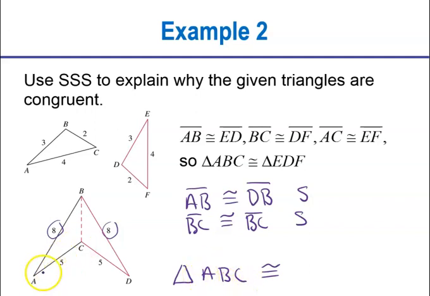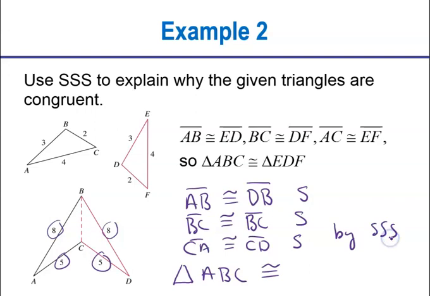So C to A, okay, is side length CA the same as side length CD? And I argue there are, because they're both 5, right? So we have shown by side, side, side, then these are congruent. Now, how do I write my triangle down here? What order did I do it in? I went DBC. So congruent to triangle DBC.